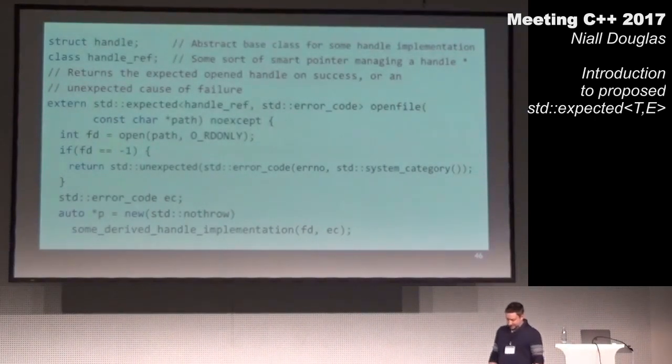Here is an example of an open file function. So how this works is that we have some type opaque handle. We have some reference to a handle, which is some sort of smart pointer that points to it, and it manages a handle. If expected is successful, it will return a reference to a handle, otherwise it returns a std error code. By the way, expected used to default type E to std error code, so you wouldn't have to, but the very latest edition of expected has removed that, so there's now no defaulting of E at all to anything.